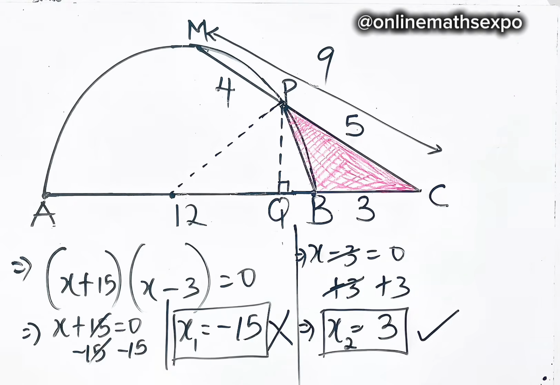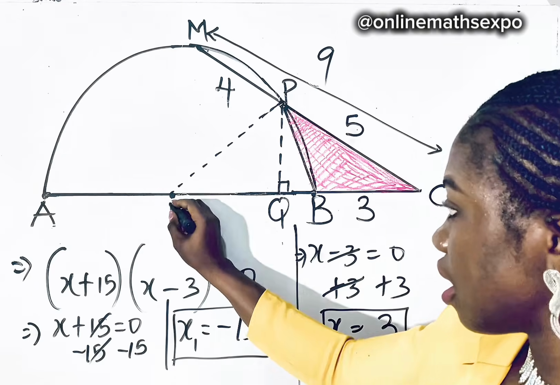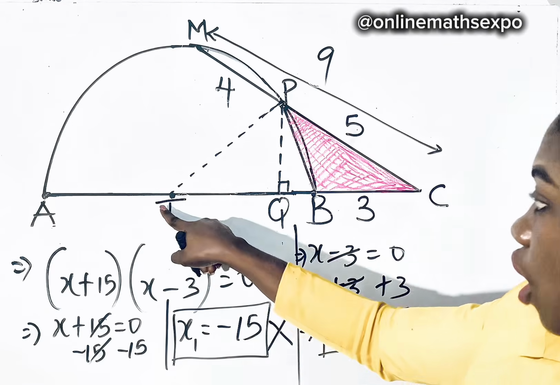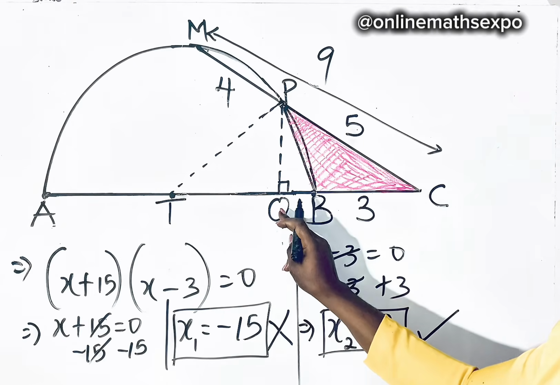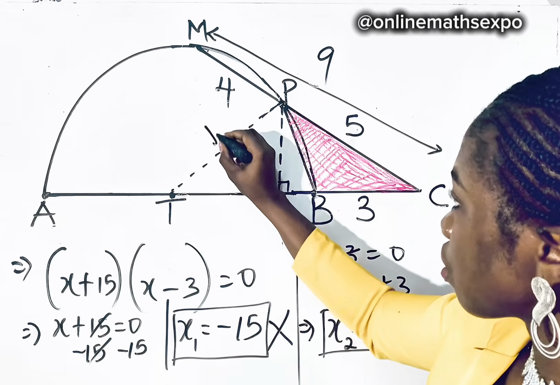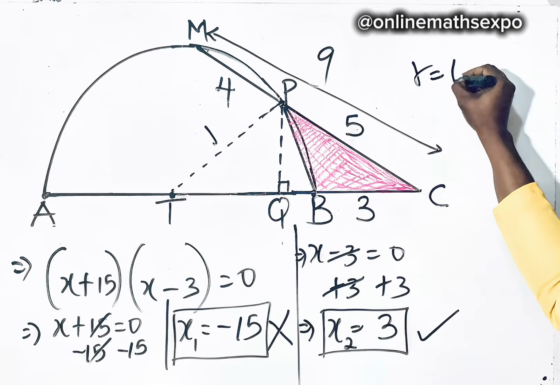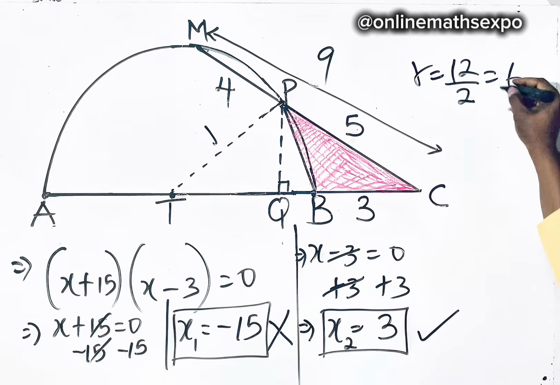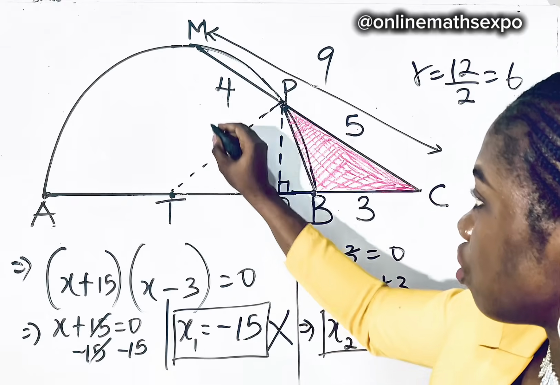Now, what should we do? You see that we have formed another triangle here, so we can label this point T. So it means we have triangle TPQ and then this triangle QBP. Now, what should we do? From here to here is the radius of the circle. And remember that the diameter is 12. So the radius will be 12 divided by 2, and that gives us 6 units. So it means that this radius is 6 units.